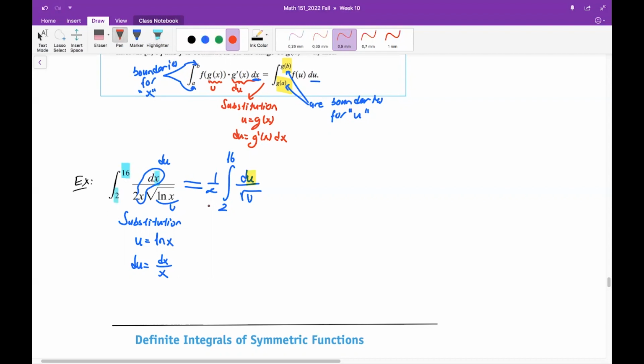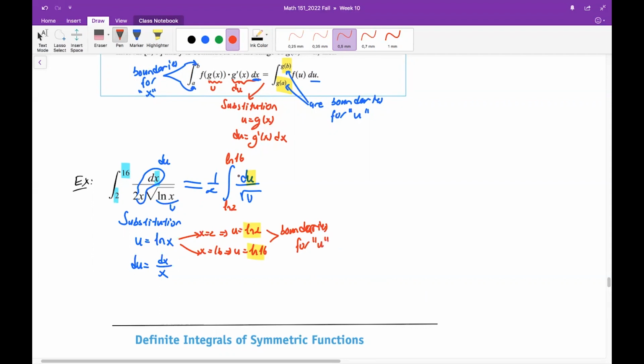So here, instead of automatically putting 2 and 16, which is wrong, you need to find the new boundaries for your new variable u. And from this line, you can find your new boundaries, because if x is 2, what is u? u is ln 2. If x is 16, then u becomes ln 16. So you see, these are now the new boundaries of your new definite integral. That's why here I need to put from ln 2 to ln 16. These are the new boundaries for your new variable u.